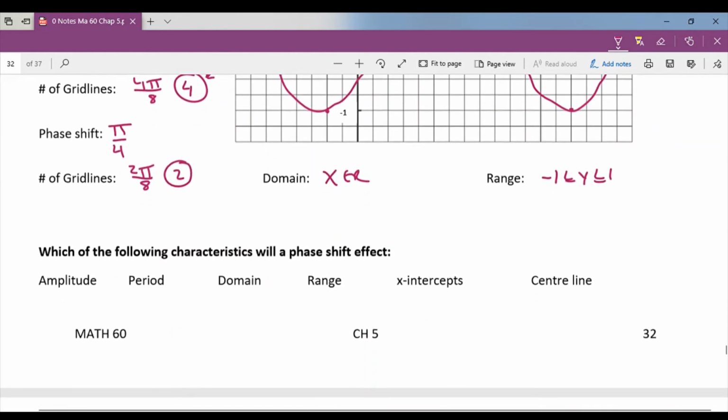So what did the value of C affect? Did it affect our amplitude? No. Did it affect our period? No. Did it affect our domain? No. Range? No. Will it affect our x-intercepts? Yes, we will talk about that in a bit. And it did not affect our center line.